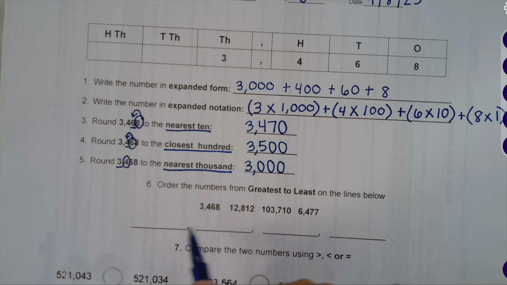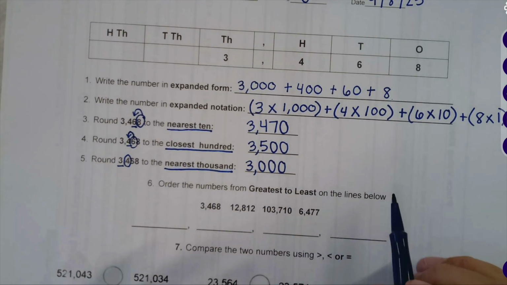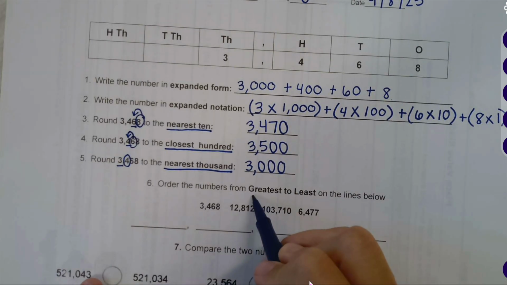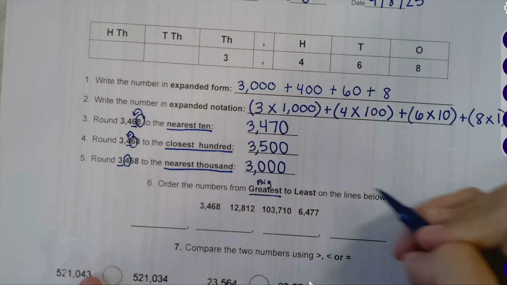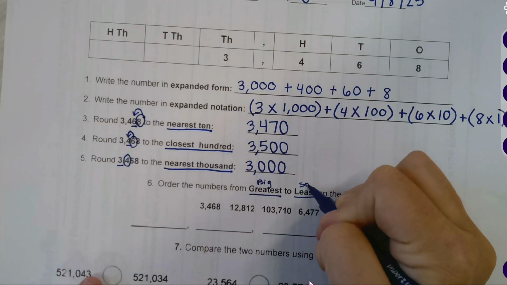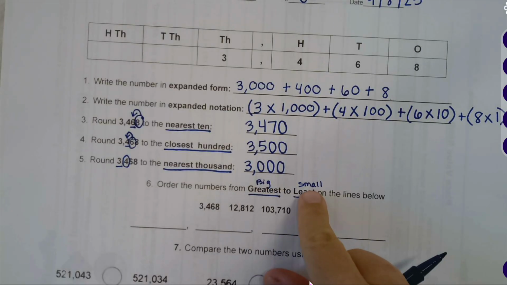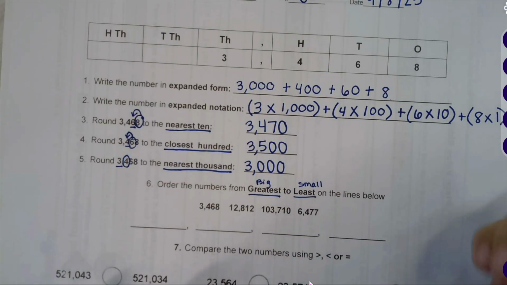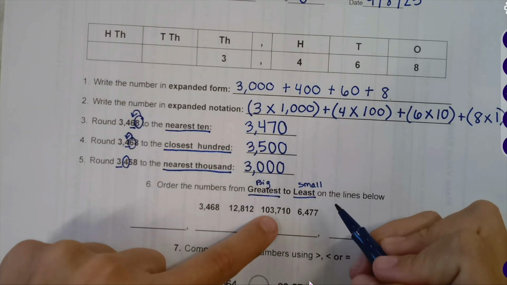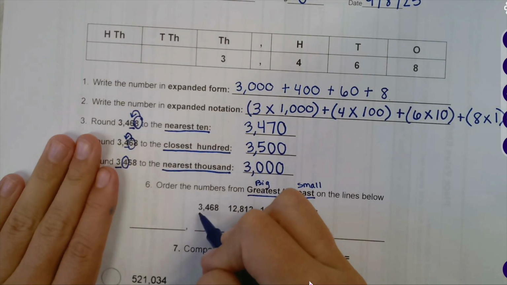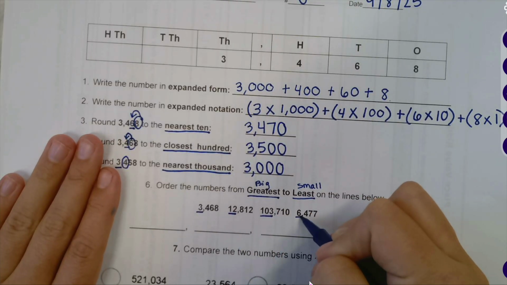Okay. Order the numbers from greatest to least on the lines below. Greatest means biggest, and least means smallest. So I need to go from big to small. The way that I like to start is by looking at my thousands place first. I can see that this has 3,000, 12,000, 103,000, and 6,000.